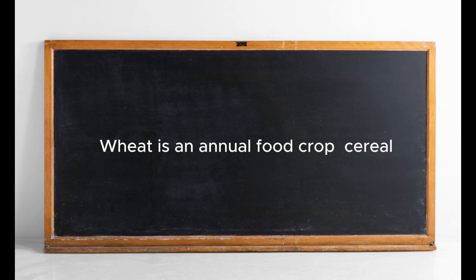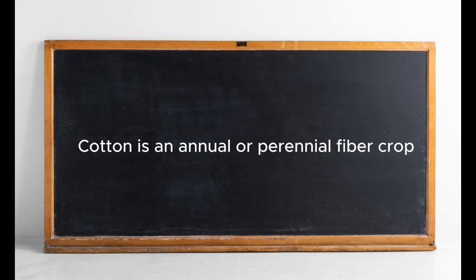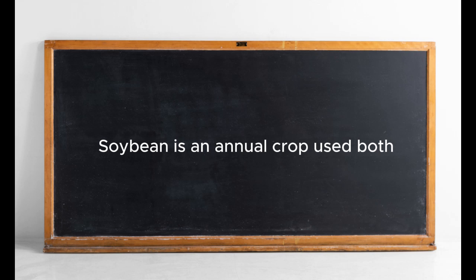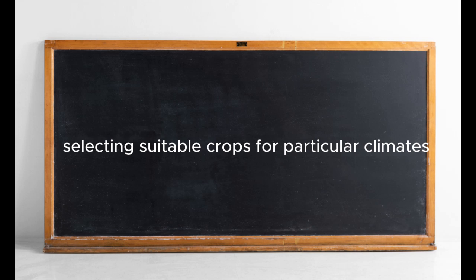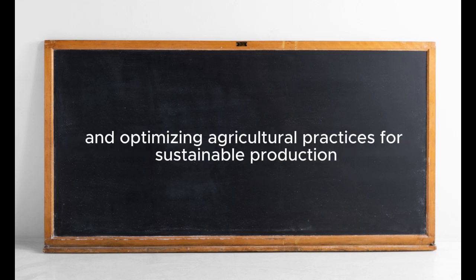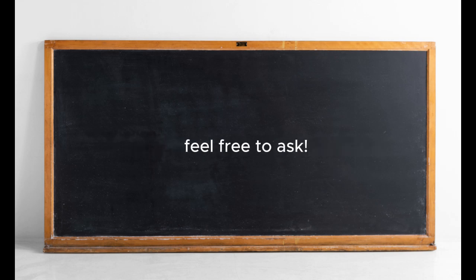For example, wheat is an annual food crop. Apple trees are perennial food crops. Soybean is an annual crop used both as a food crop and as an oil crop. Understanding these classifications helps in planning crop rotations, selecting suitable crops for particular climates, and optimizing agricultural practices for sustainable production. If you need more details or examples for a specific category, feel free to ask.